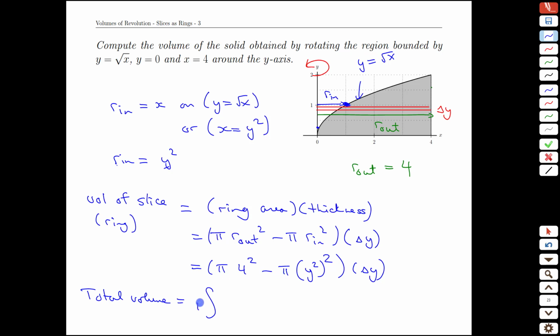Might as well capture the pi's, bring them out front, simplify this a little bit. 16 minus y to the 4 dy. Where do we start? We start slicing at y equals 0. Where do we stop? We stop at the y value 2. Noticing that dy is our integration variable. And we're now ready to execute that integral. We'll do that on the next page.